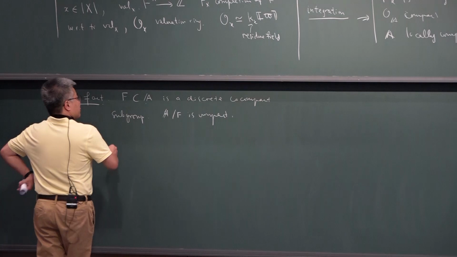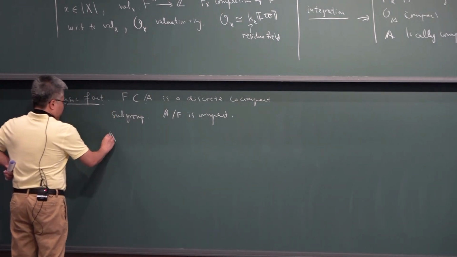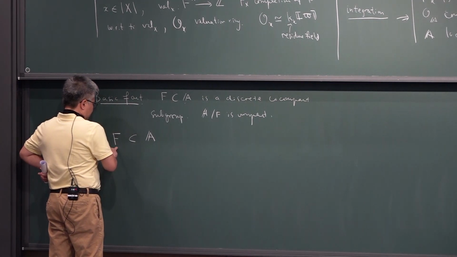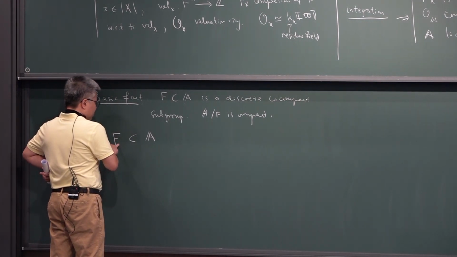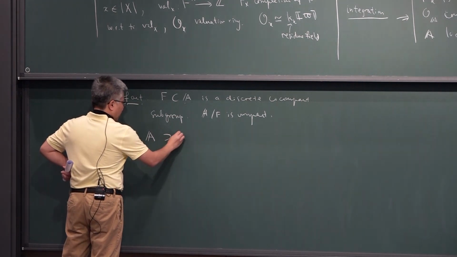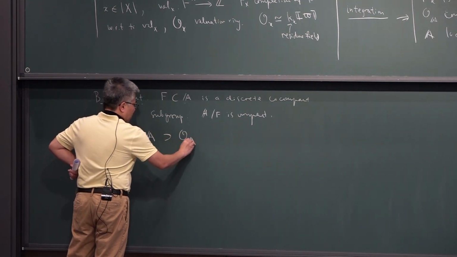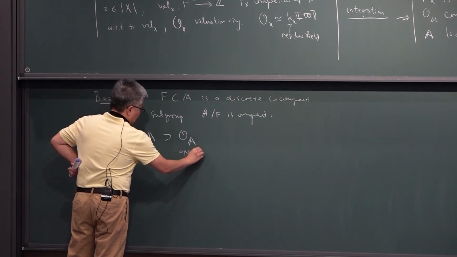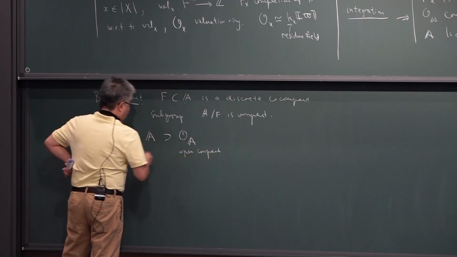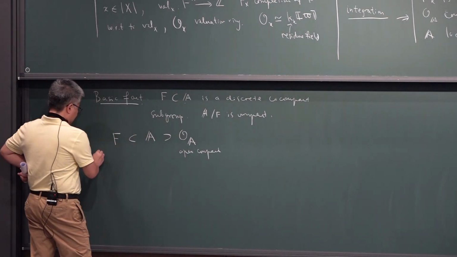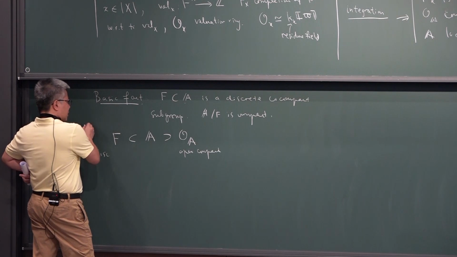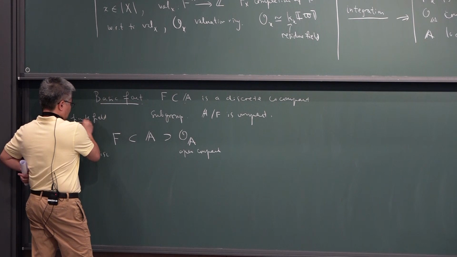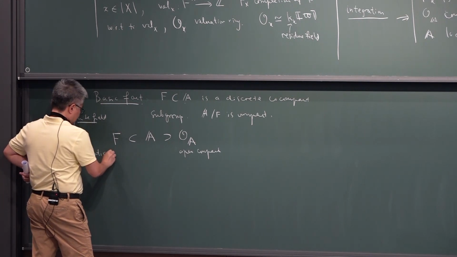Because in A we have two subrings. We have F, which is discrete and co-compact. On the other side, we have O of A, which is open and compact. This one is discrete. This is a finite field.